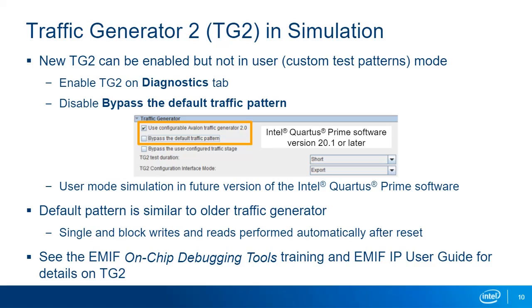We'll look at TG2 in detail in the on-chip debugging section of the training, but if you want to include it in the simulation example design, enable its use on the Diagnostics tab of the EMIF IP parameters as shown here. Note that currently, simulation is only supported with TG2 with the default traffic pattern, so the bypass the default traffic pattern option must be disabled. Simulation of custom traffic patterns will be supported in a future version of the Intel Quartus Prime software. To learn more about TG2, see the EMIF on-chip debugging tools training and the EMIF IP user guide, both linked at the end of this training.